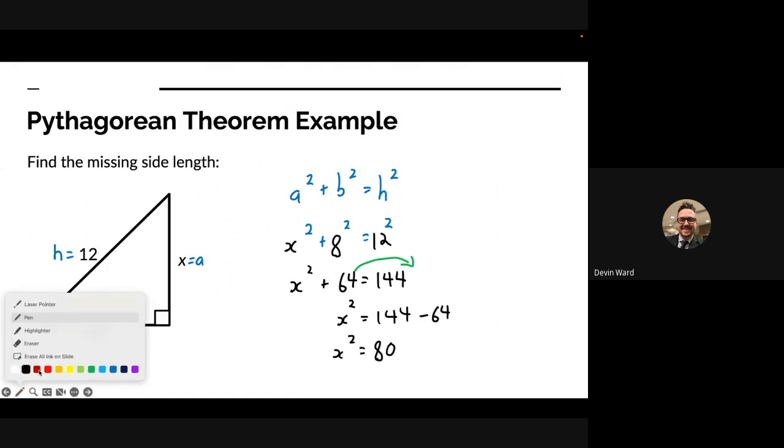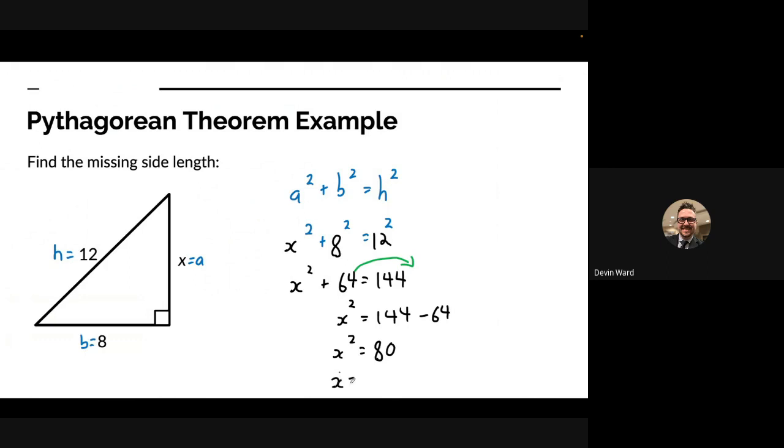Now remember, to get rid of the squared, I have to do the square root on the other side of the equation. So x equals the square root of 80. This time we won't get a whole number, but that's okay. We'll just round it off to one decimal place for this class. So the square root of 80 would be equal to 8.9. You can do that in your calculator. So now if we have 12 and 8, this side length will be 8.9.